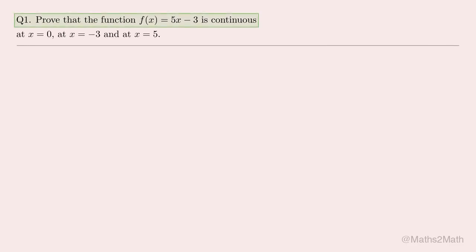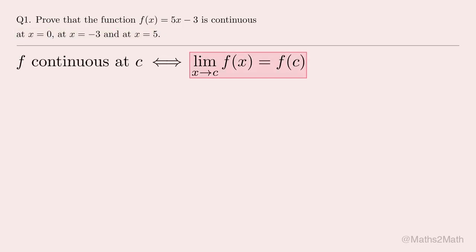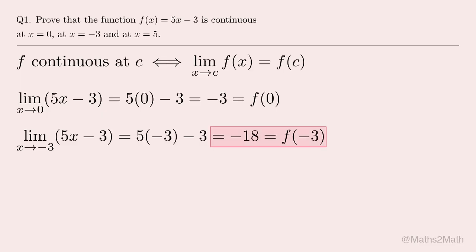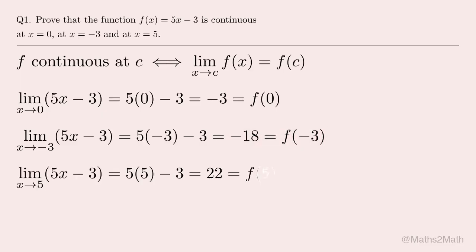Question 1. We must prove continuity of the linear function 5x minus 3 at 3 separate points, 0, minus 3, and 5. At each point, we compare the limit of f with the value of f. Continuity means they agree. The test at any point c: the limit of f as x approaches c must equal f of c. At 0, the limit of a polynomial is found by direct substitution, and it matches f of 0. At minus 3, substitution gives minus 18 on both sides. And at 5, both the limit and the value are 22. All 3 points pass the test, so f is continuous at each.